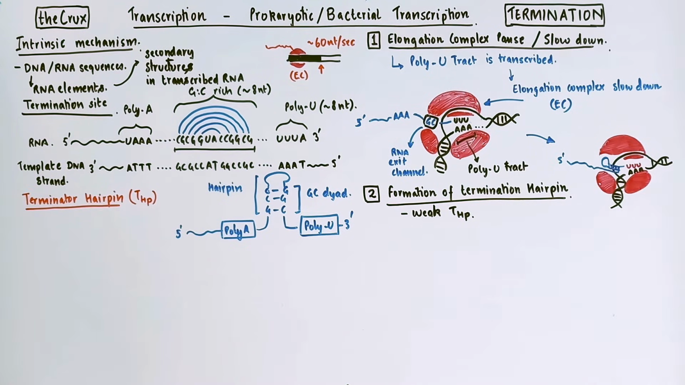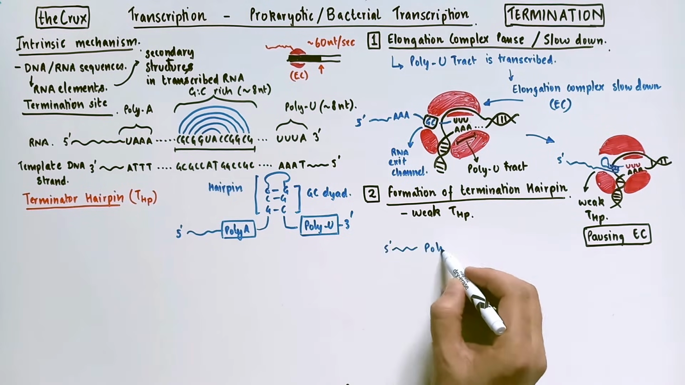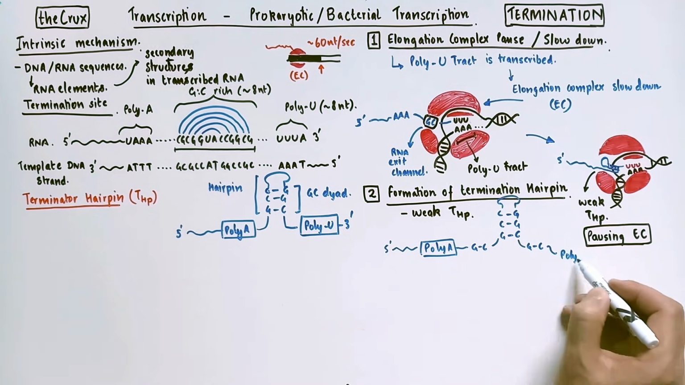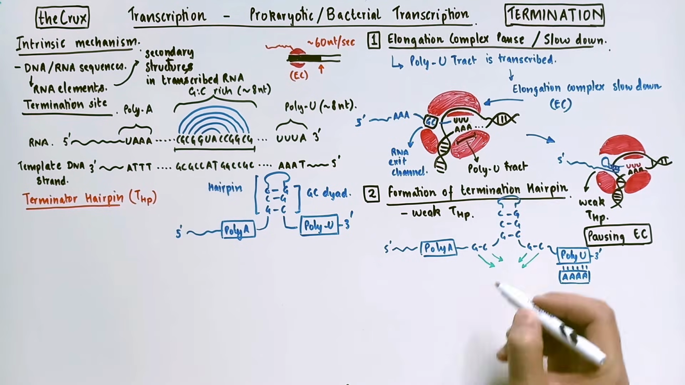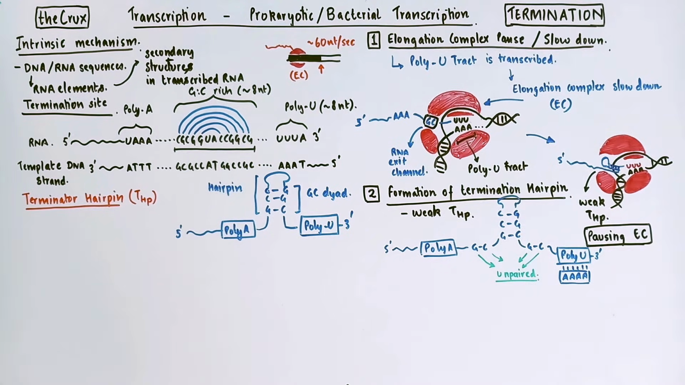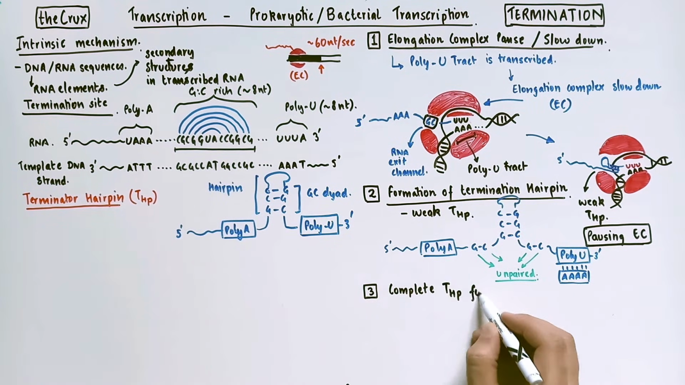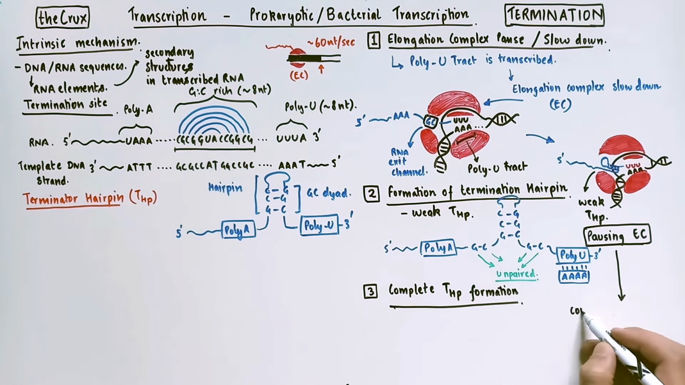So why do we refer to this hairpin in the RNA's exit channel as a weak hairpin? Well, if we look at the structure of this hairpin, we have a poly-A at the 5' end, the poly-U bound to the template DNA at the 3' end, but the GC region actually has some unpaired bases that can still base pair. Therefore, it is referred to as an incomplete or weak hairpin. And the transition from weak to strong hairpin is largely a case of favorable energetics, which leads to the third step of the process, which is the complete hairpin formation.